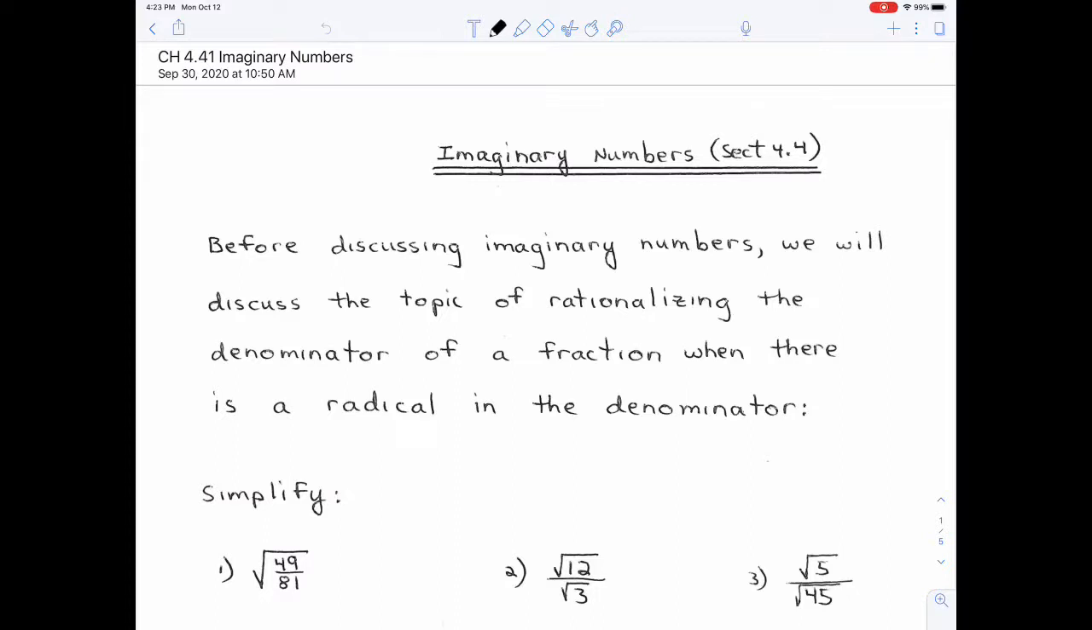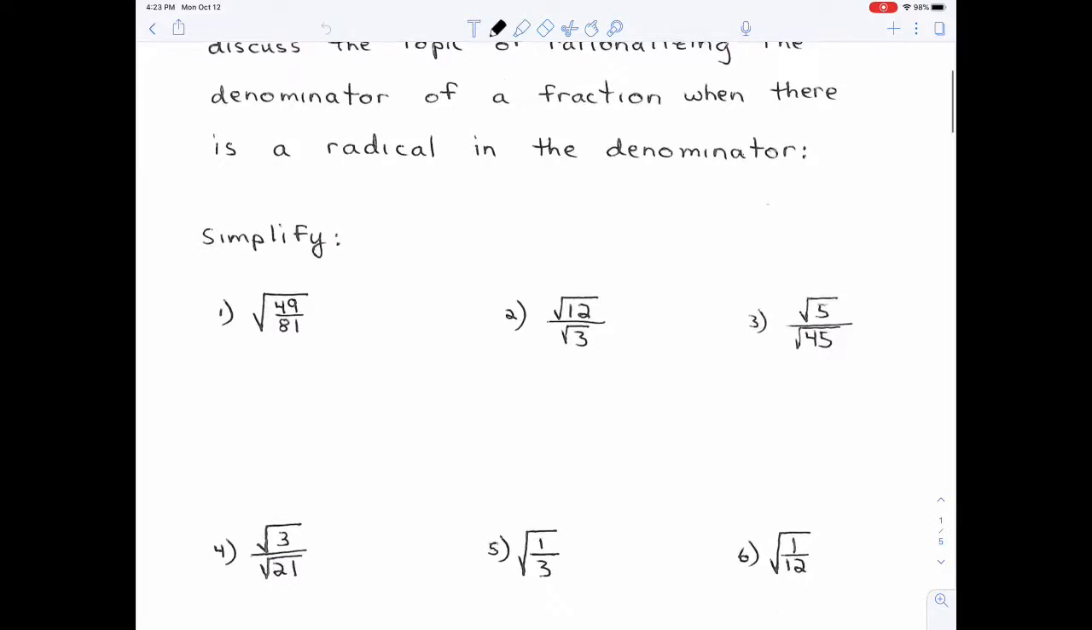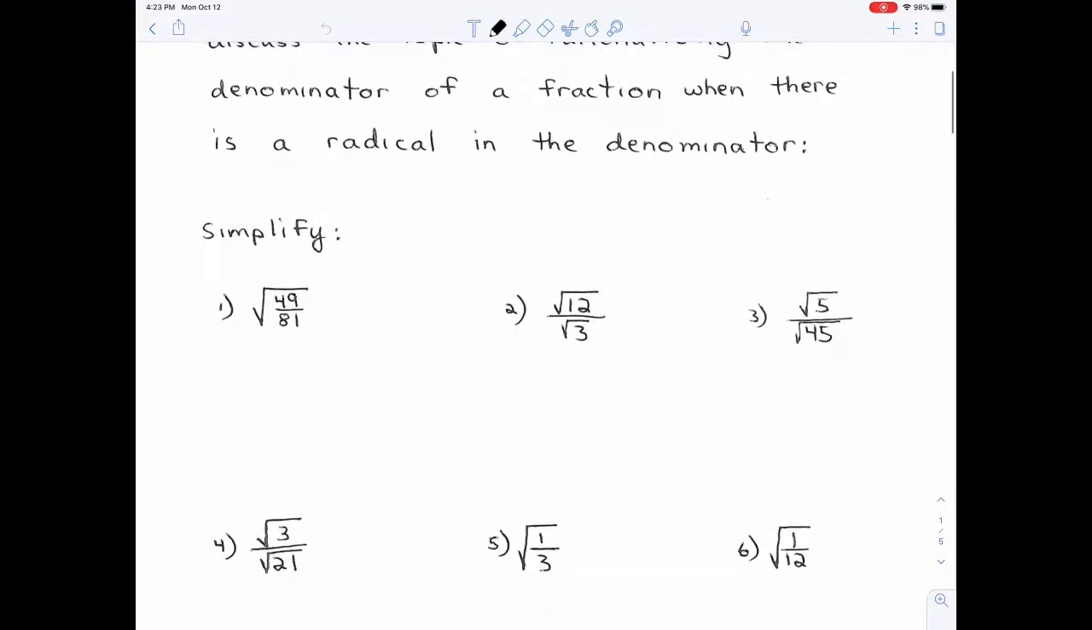But first of all, I want to talk about something we haven't really talked about this year, and that's rationalizing a denominator. Making a denominator not have a radical over it. Okay, making it a rational number. First of all, you don't want to do this unless you have to. So in other words, take a look at these problems. Can I take the square root of 49 and the square root of 81? Yes. So do so.